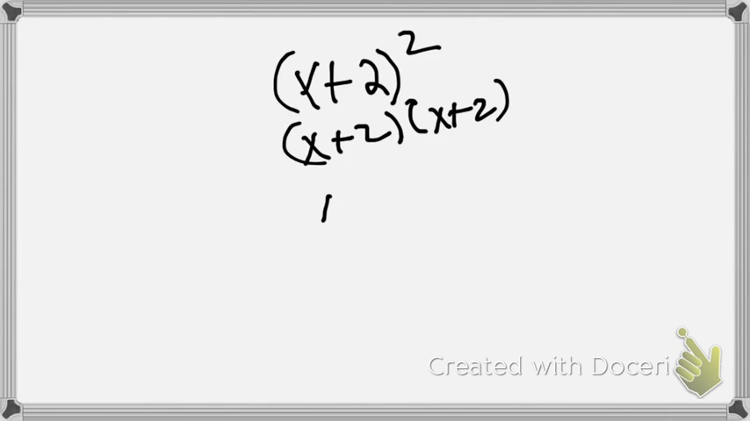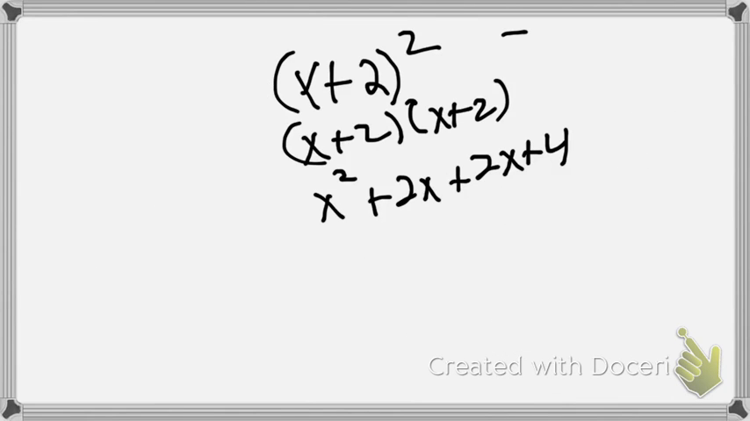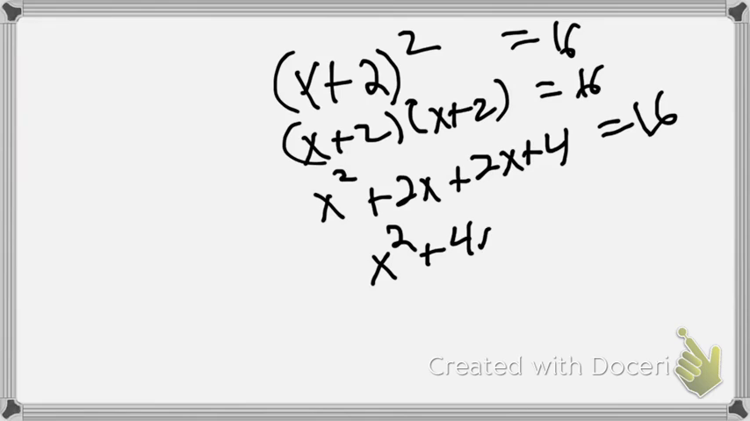Now, if I FOIL that, if I use the distribution property of multiplication, I get x squared plus 2x plus 2x plus 4. I combine my middle terms. Let's say that equals 16. Okay? So now I have x squared plus 4x plus 4 equals 16.